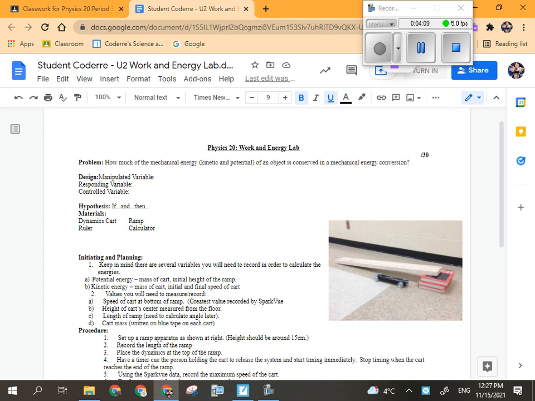Other things could alter this experiment when the cart is traveling down the ramp. We need to think of other things that need to stay the same as the cart travels down the ramp that could affect the difference between the energy at the top and the energy at the bottom. So when you're thinking of controlled variables, think of anything else that needs to stay the same as the cart travels from top to bottom.